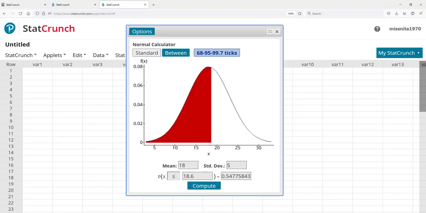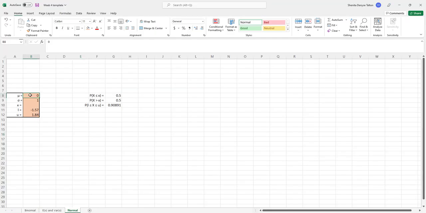If you want to go ahead and use my template, go ahead and type in the mean and the standard deviation. The x value is 18.6. We're not doing in between numbers, so I can go ahead and delete that out. And if you look over here, we want everything less than 18.6, so that's this, and we get our answer, 0.54776.